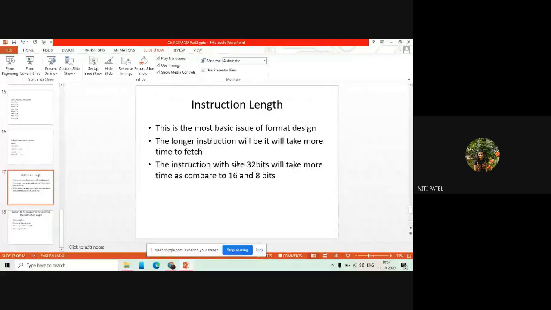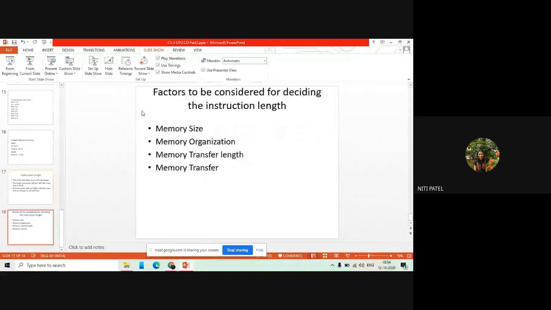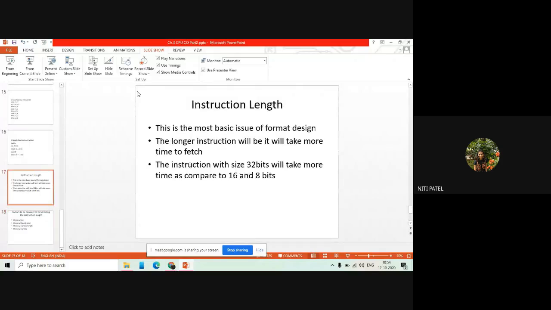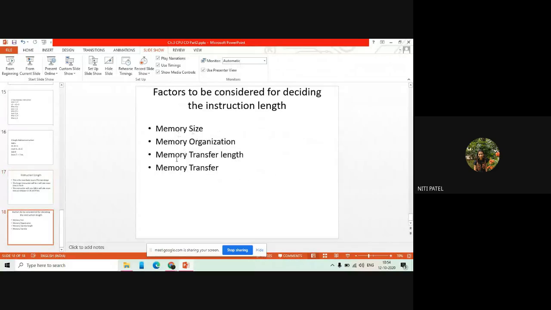Why? Because when the memory size, organization, transfer length and transfer are 32 bits, my instruction should also be 32 bits or lower. It cannot be greater. Even if it is greater, it would be handled, but in 2 different parts, in 2 different transfers. So these are the factors I have to look at before I decide the length of the instruction. Is this clear?